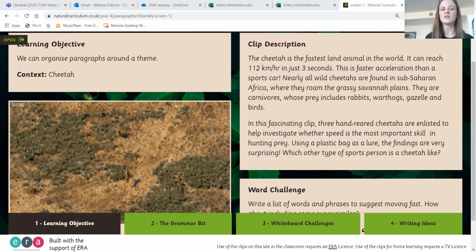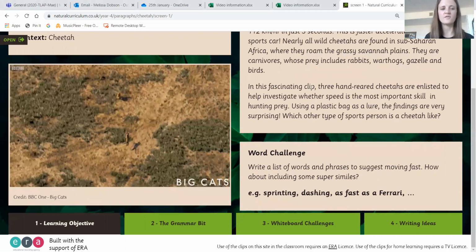So I want you to give it a think. What other types of sports people would a cheetah be like? So being able to run super, super fast. So before we watch the video that is below, think about a list of words and phrases that suggest moving fast. So instead of saying fast or moving fast, how else could you say that? And use different words or phrases to do that.